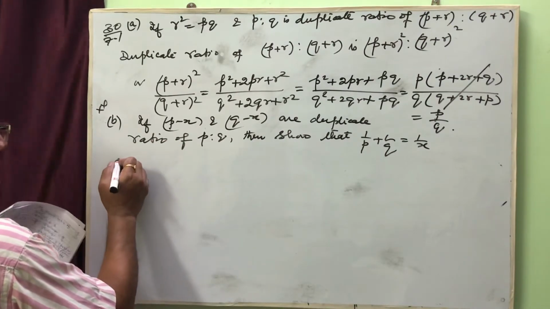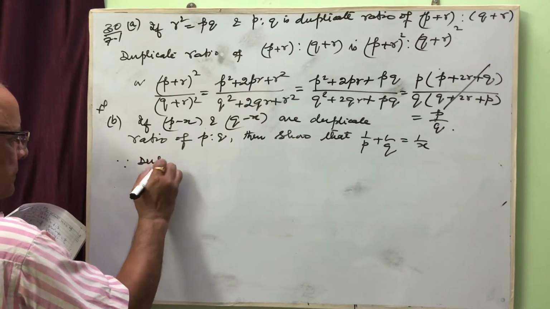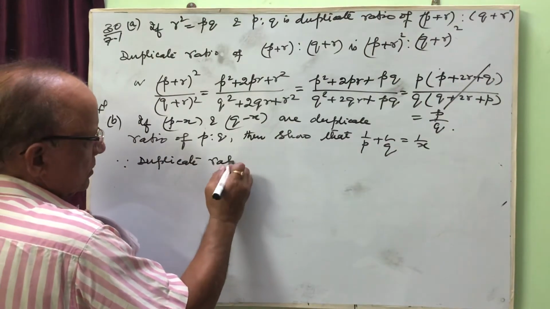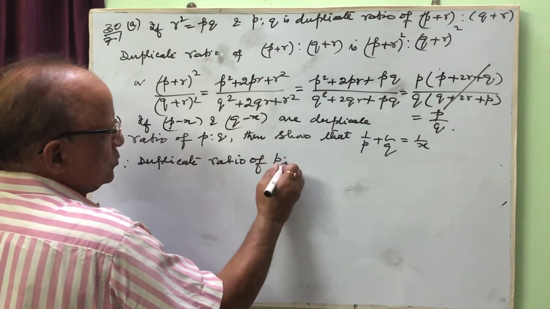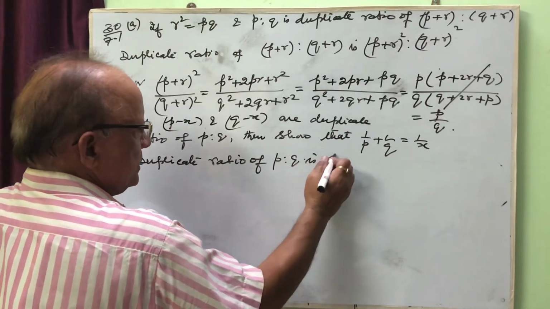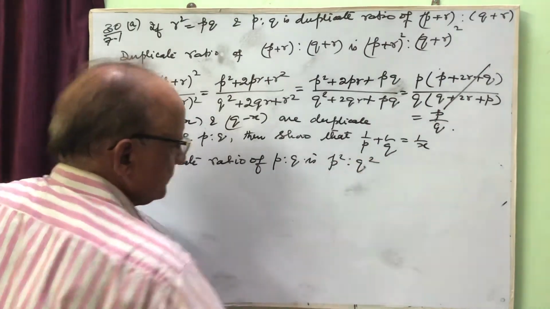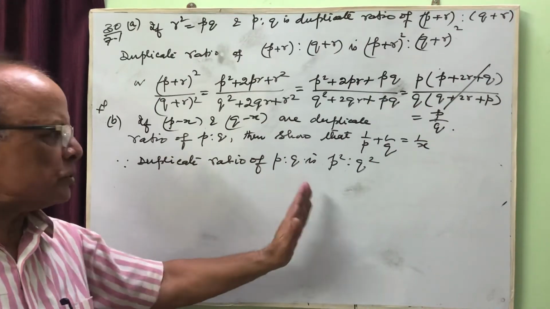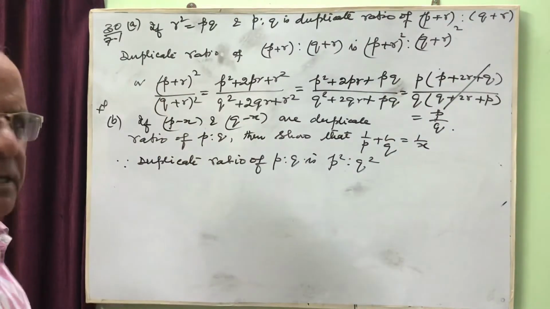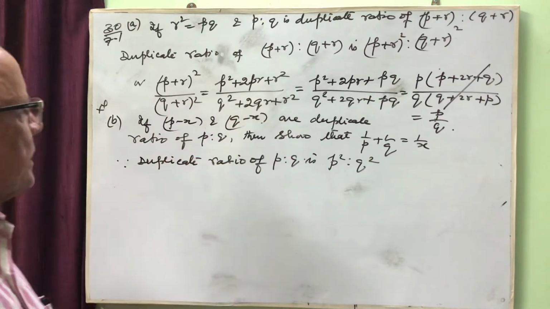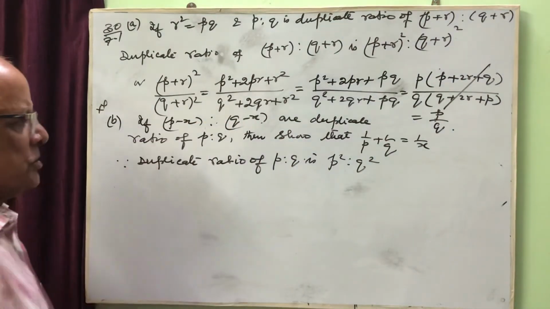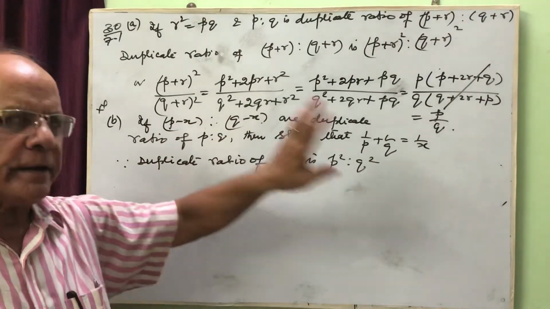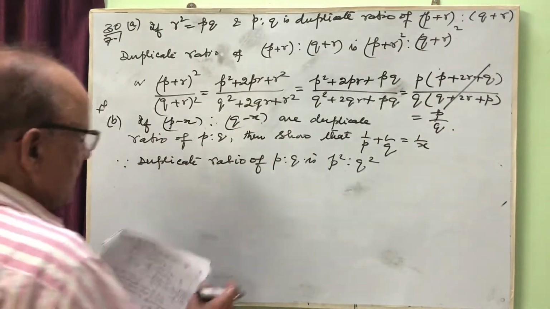Here write down, since the duplicate ratio of p is to q is p square is to q square. By the definition, the duplicate ratio of p is to q is p square to q square. But it is given that this is the duplicate ratio. It means this and p square to q square are equal.